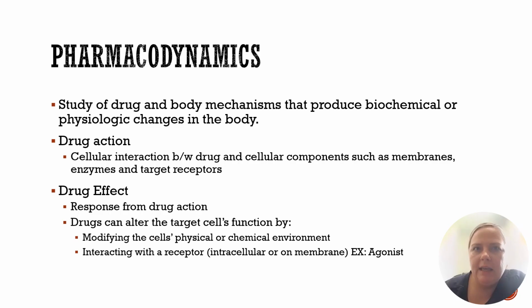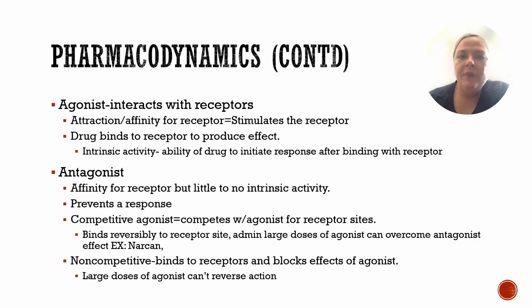An example of that is agonist. So agonists are attracted to or have an affinity for the receptor and stimulate that receptor to produce that response, okay? The intrinsic activity is the ability of that drug to initiate the response after binding the receptor. Antagonists are also attracted to or have the affinity for the receptor, but they don't have that intrinsic activity. There's not going to be a response, okay?